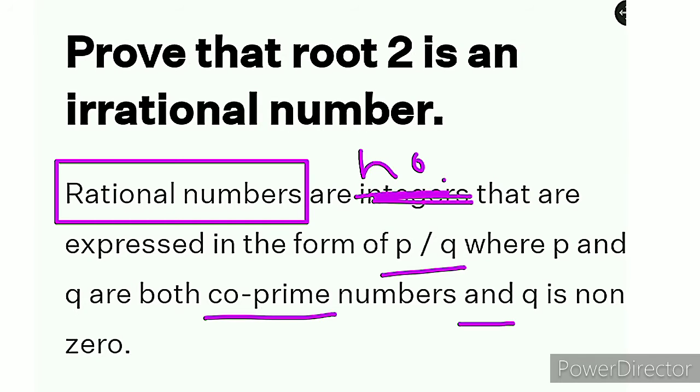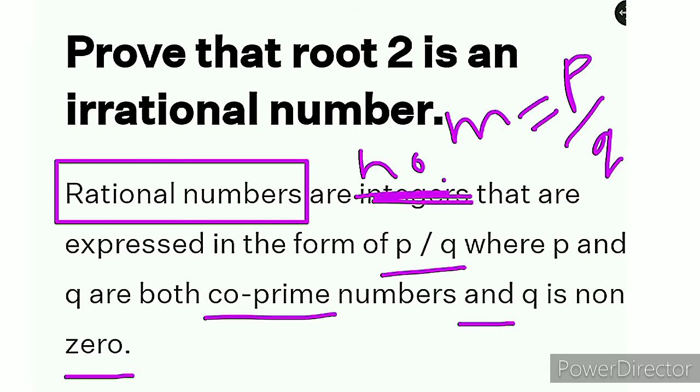and q is non-zero. It means any number m that can be expressed in the form of p over q, where p and q both are integers and q is not equal to 0, then such type of number m will be a rational number. And those numbers which cannot be expressed in the form of p over q are called irrational numbers. So now I think you must be aware of the definition of both rational and irrational numbers. So now let's start our proof.